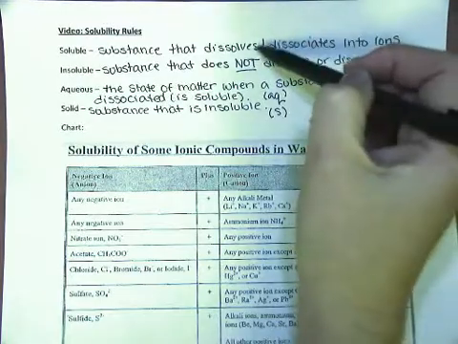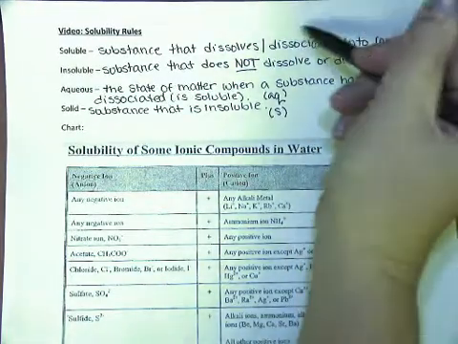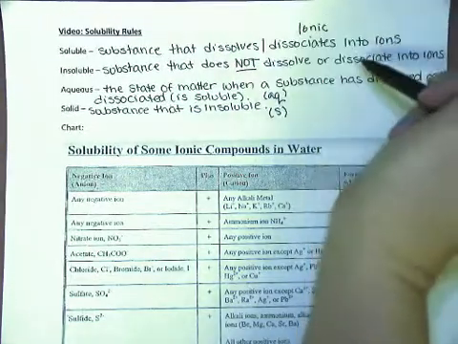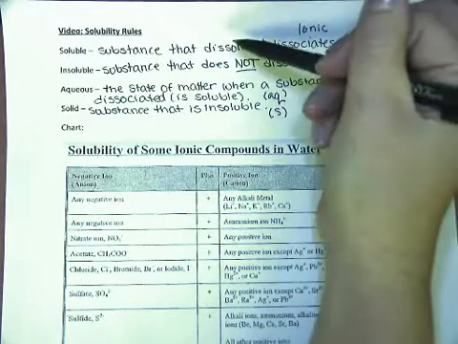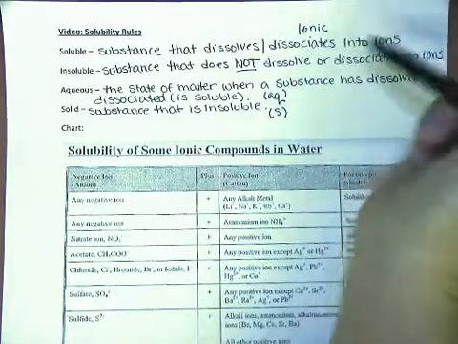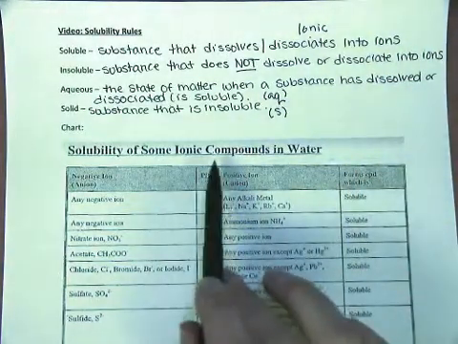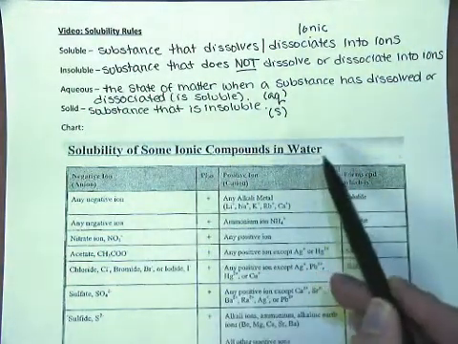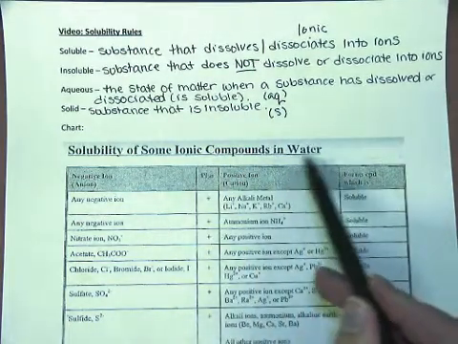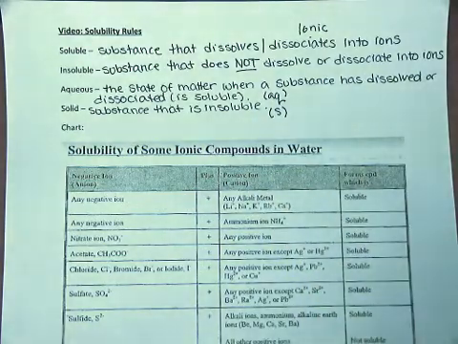Now something can dissolve or can dissociate into ions. Things that dissociate into ions are ionic solutions. And things that dissolve can be covalent items as well. So we have a chart of solubility of some ionic compounds in water. Now this chart would be different for covalent compounds. This chart would be different if it was not in water. But we're just going to stick to ionic compounds in water.